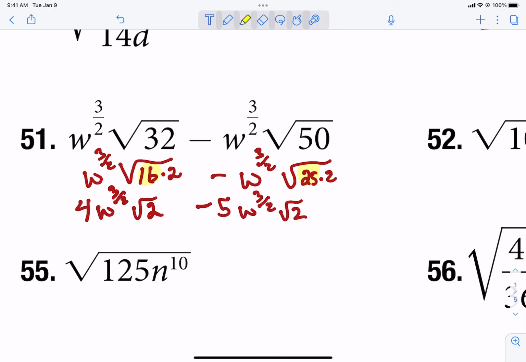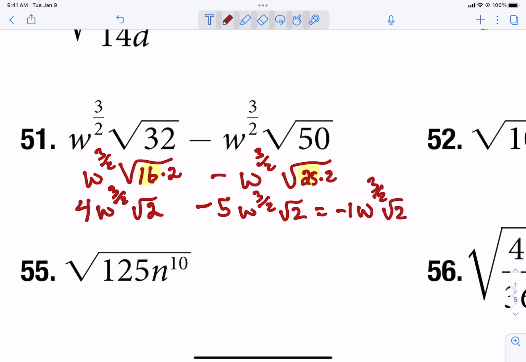Now, you can combine them only because the w to the 3/2 match and the square roots match. So the variables have to match and the square roots, or you cannot combine them. You can combine them by adding or subtracting the front coefficients. 4 minus 5 is negative 1. So we have negative 1 of those w 3/2 square root of 2's.